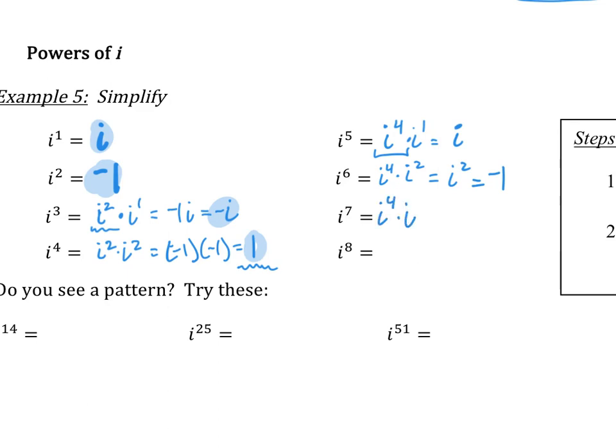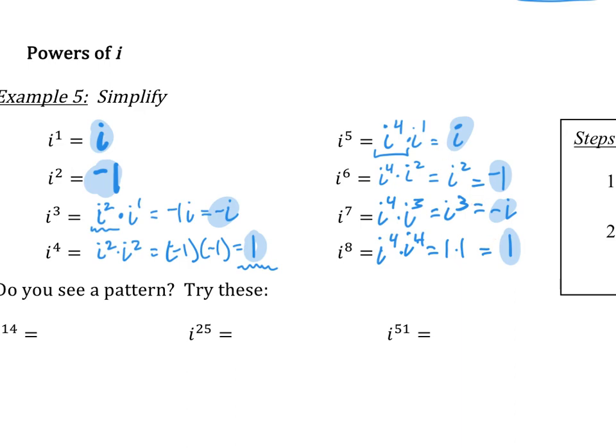So since I to the fourth is 1, we can break this up. 4 plus 3 is 7. So this is 1 times I to the third. Well, it's just I to the third, which we already found. Over here is negative I, sorry. And then last but not least, I to the fourth times I to the fourth. Well, that's just 1 times 1, which is 1. And we see a pattern. I, negative 1, negative I, and 1.